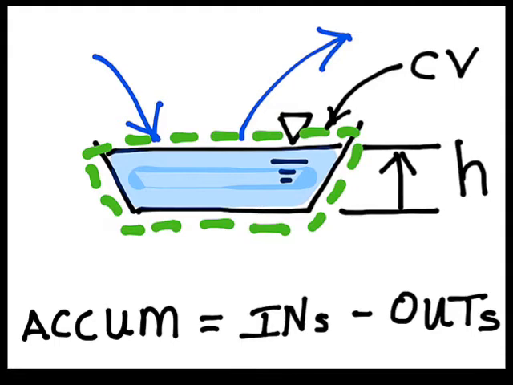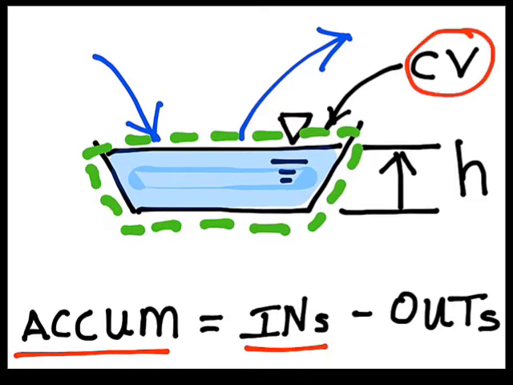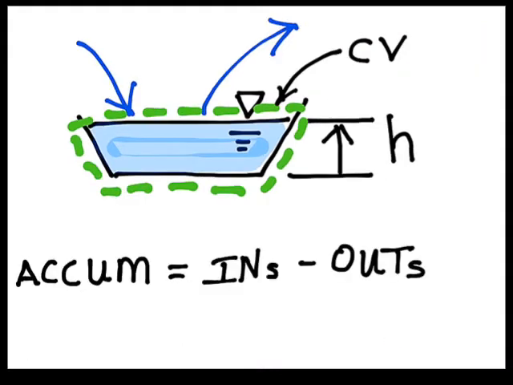The continuity equation says that the rate at which mass accumulates in a control volume is equal to the net rate of inflows of mass minus the net rate of outflows of mass. Since this problem is steady state, the rate of accumulation of mass in the control volume is 0.